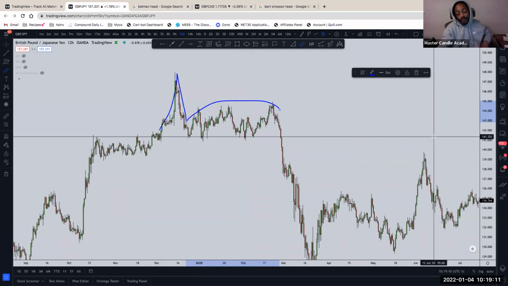Absolutely. Now do you guys see how all of these patterns come into play? All of these patterns will be in the same area. They are all the same, I promise you. Batman's, Head and Shoulders, Bart Simpson. It's the same pattern. It's a reversal pattern, right? The structure is the only thing that's different.